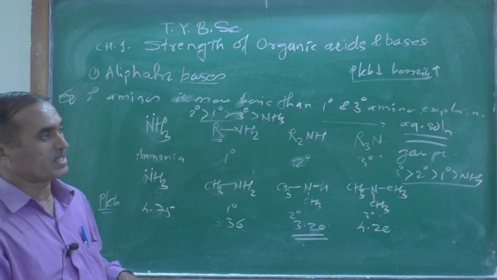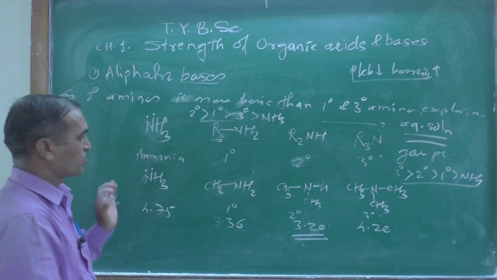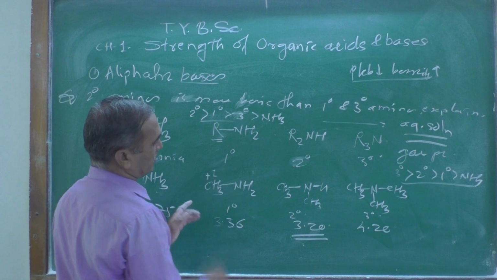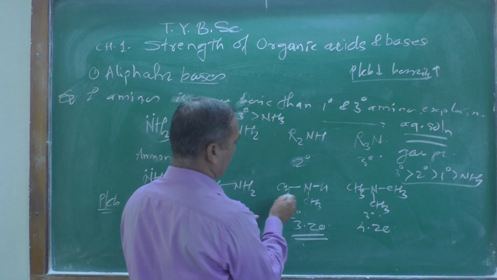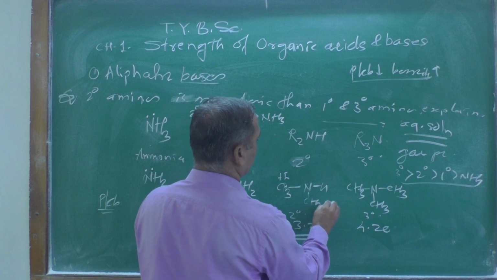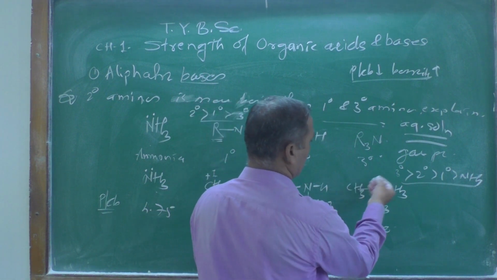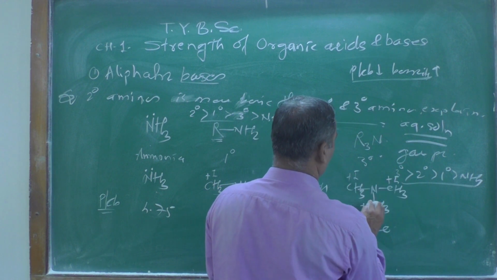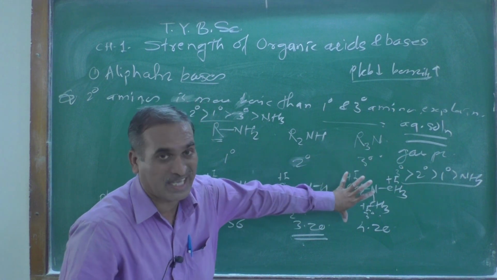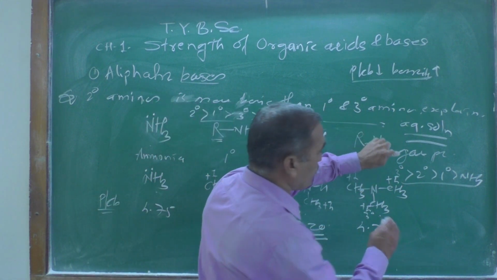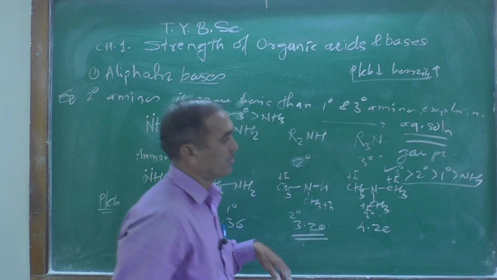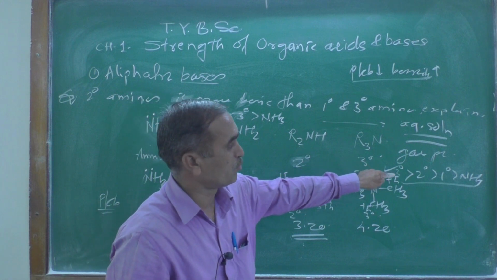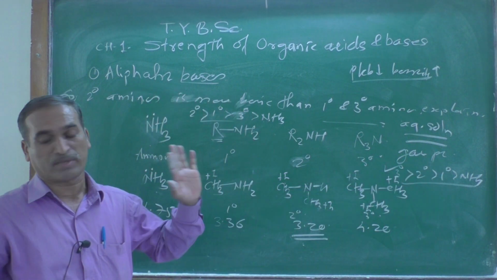The order of basicity should be tertiary first. Why? Because look here, the methyl group exerts a plus I inductive effect. Here is a plus I inductive effect, and here also. There are three methyl groups, and the magnitude of the plus I inductive effect is greater in the tertiary amine. Therefore in the gas phase the basicity order should be tertiary, then secondary, then primary, then ammonia.